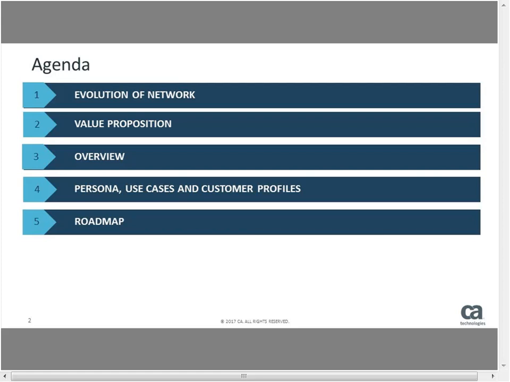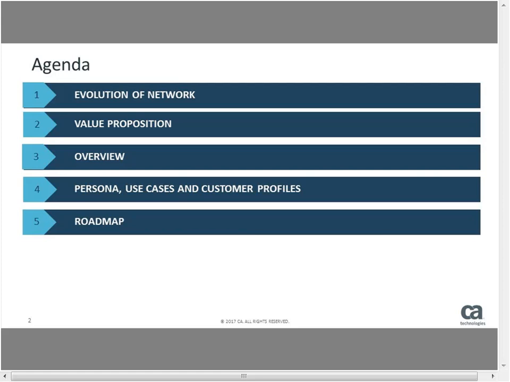So we'll quickly go through the network evolution part, see the value proposition CA Spectrum brings, and then go through an overview of some of the features. Finally, I'll talk about specific use cases and how they are benefiting the existing customers who are adopting or testing the solution with Spectrum. And then we'll go through the roadmap, what lies in the future.